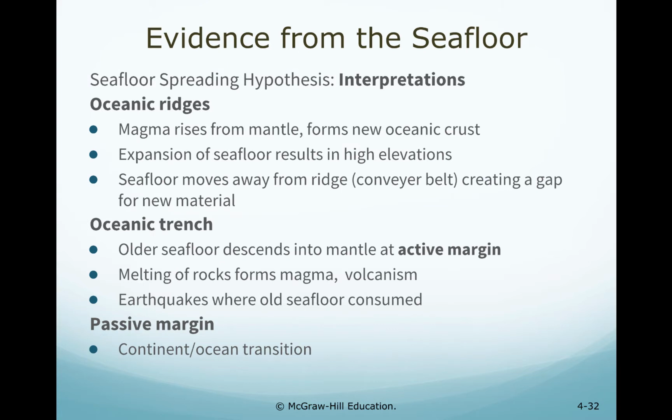Seafloor spreading hypothesis interpretations. At oceanic ridges, magma rises from the mantle and forms oceanic crust and expands the seafloor, resulting in higher elevations. The seafloor moves away from the ridge like a conveyor belt, creating a gap for new material. At an oceanic trench, older seafloor descends into the mantle at an active margin. The melting of rocks forms the magma and volcanism. Earthquakes are where old seafloor is consumed. And a passive margin is where the continent and the ocean transition.